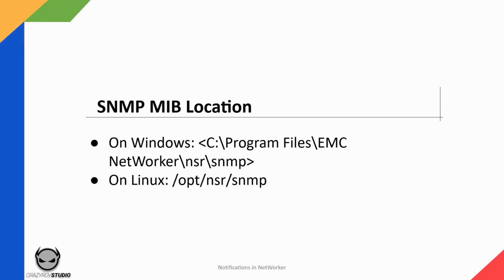SNMP requires object identifiers in order to understand the message coming from a trap host, so this is defined in an MIB file. For NetWorker, both SNMP versions use the same MIB file that is located on the NetWorker server at /opt/nsr/snmp in case of Linux, and in case of Windows, it's the installation location, which is usually C:\Program Files\EMC NetWorker\nsr\snmp. This file needs to be placed on the SNMP trap receiver and is usually the first thing a tooling admin will ask you for when integrating your NetWorker server with a tooling server.